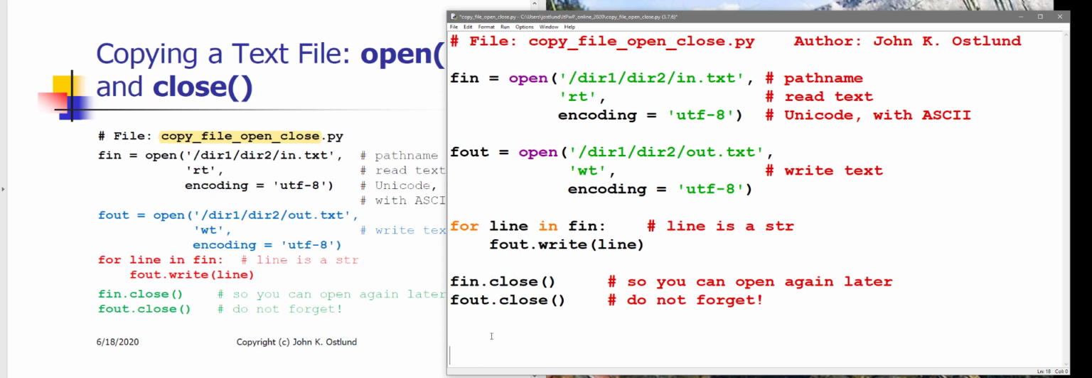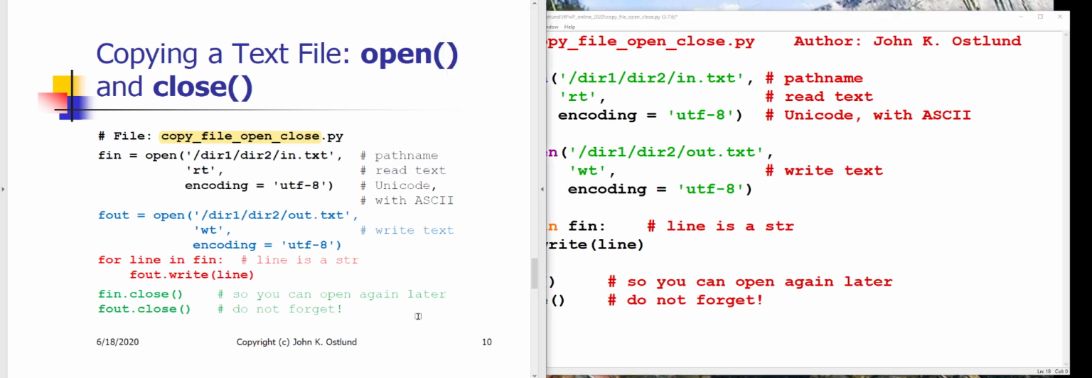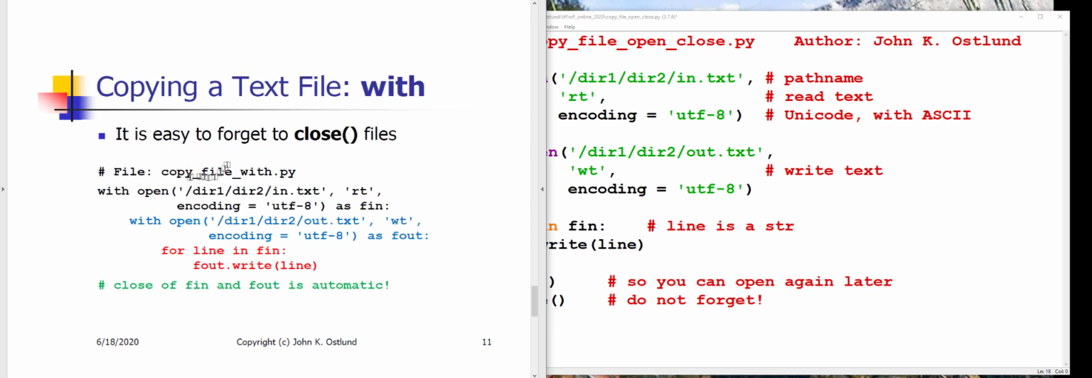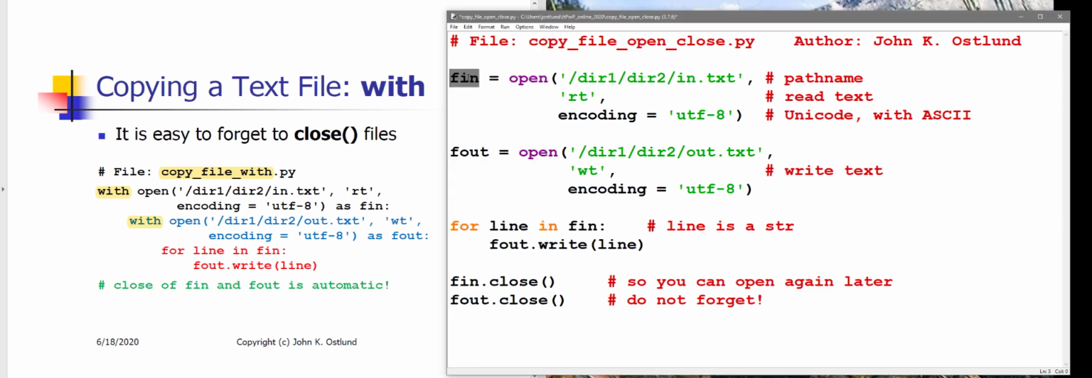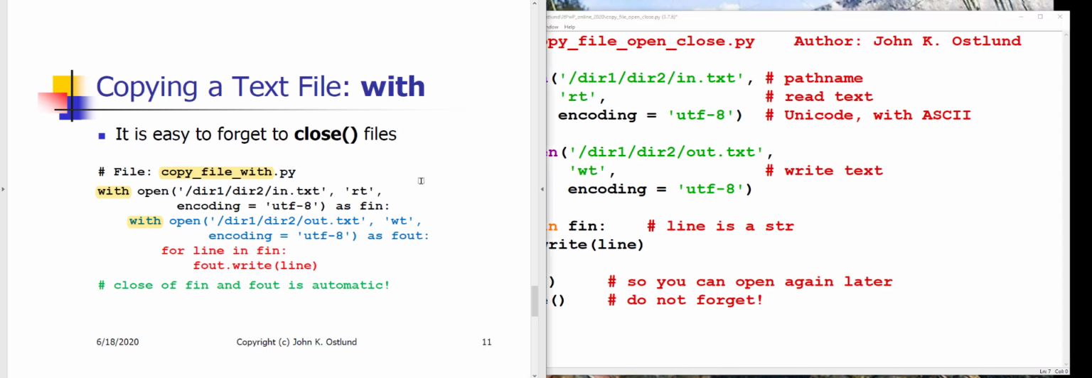All right, so let's look at another version of this program that eliminates the necessity of closing the files explicitly. That is, this next version of the program will close the files automatically when we're done using the files. Okay, so here we go. So this one is named copyFileWith.py. And you'll notice that it's using this keyword with rather than the fin and fout variables being created by open. All right, so let's open this file, and then we'll take a look at it step by step.